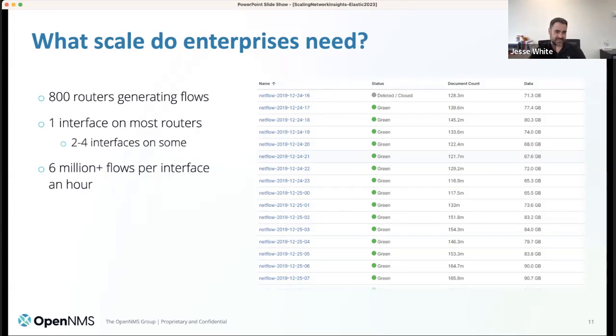The solution has actually been deployed in many more places since. We're now seeing deployments with hundreds of thousands of flows per second and billions of documents per day, roughly 8 billion or so in some cases, generating terabytes of data per day in these indices. So the volume of flows can get quite large in bigger enterprises that want visibility on all their network traffic.